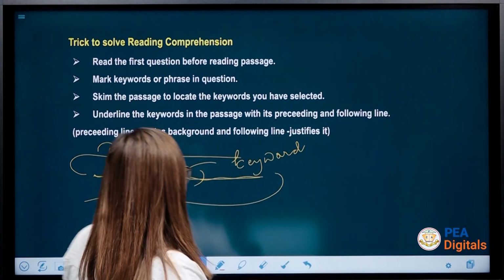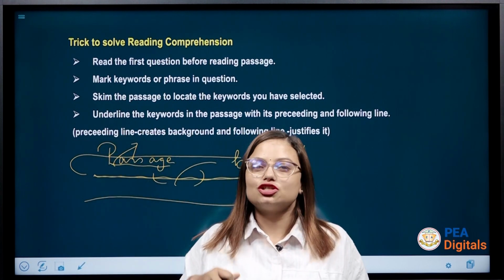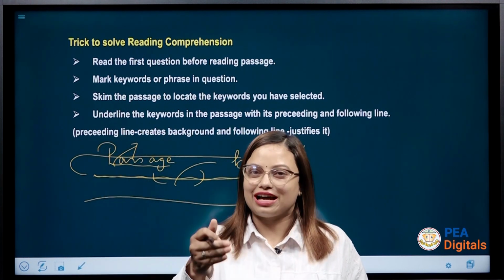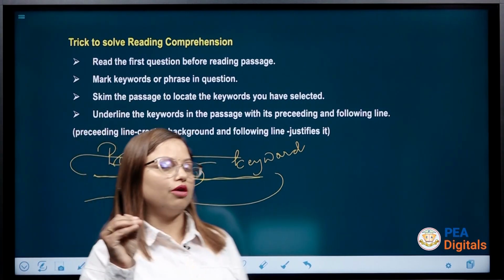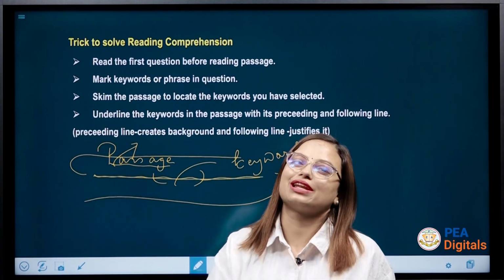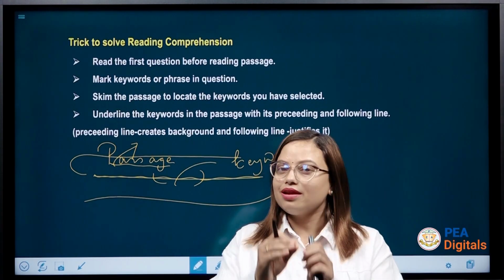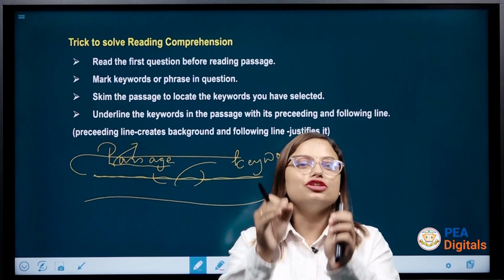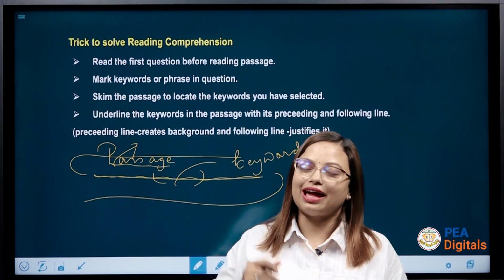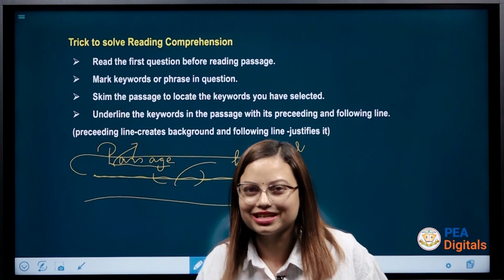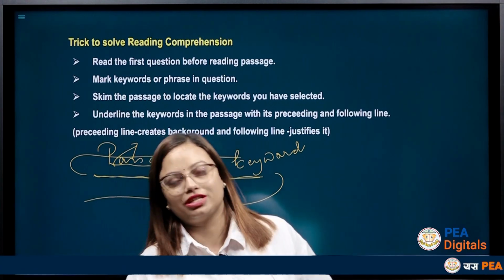And what does the following line do? It justifies your answer. So this is the significant role of your preceding and following line. If you do not find your answer where you have found your keyword, then you have to go further for following and come below for preceding, right? So this is all about the technicalities we are talking about here.